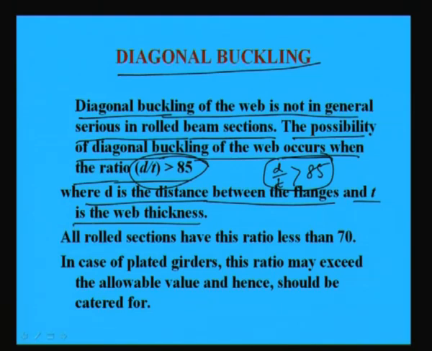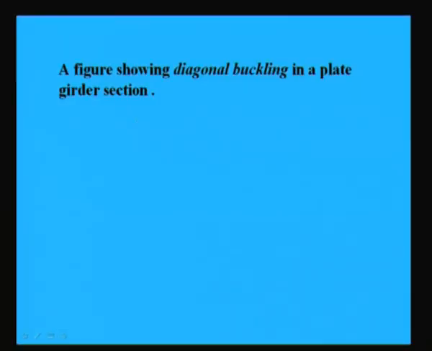But in practice what we see is that all rolled sections have this ratio less than 70. For all rolled steel sections, the ratio of d by t generally becomes less than 70. That is why we do not need to check against diagonal buckling, but when we go for design of a beam using built up section, in that case chances of occurrence will be there. So, in that case we must check for diagonal buckling. Now, let us see how diagonal buckling happens.